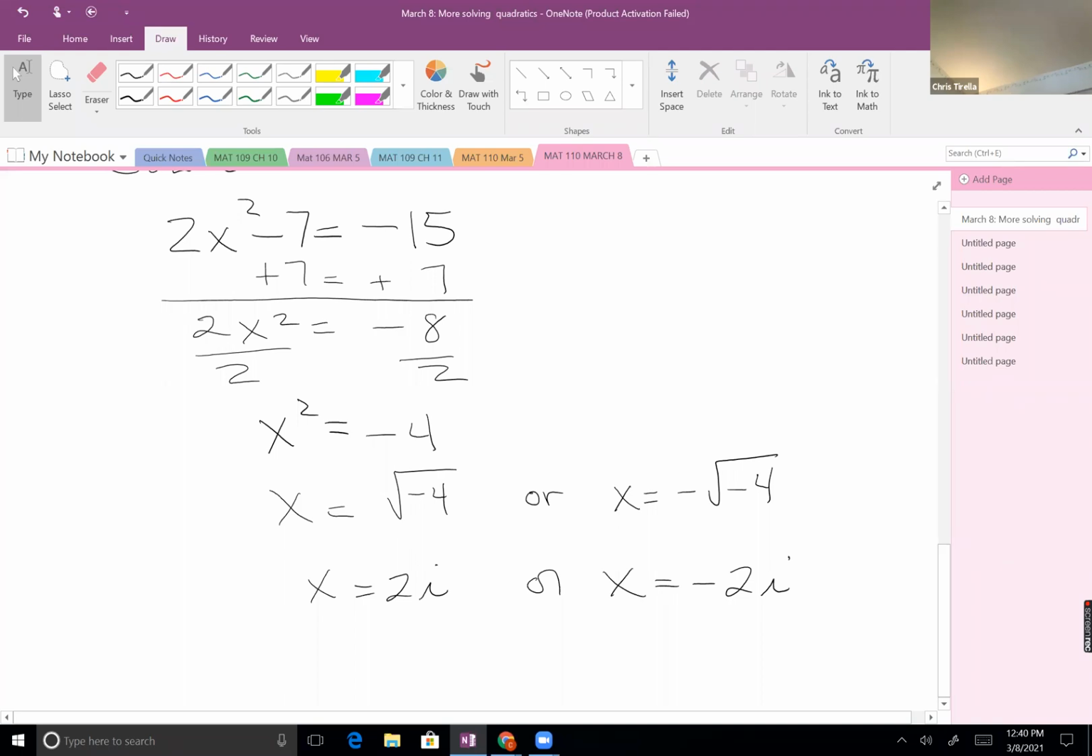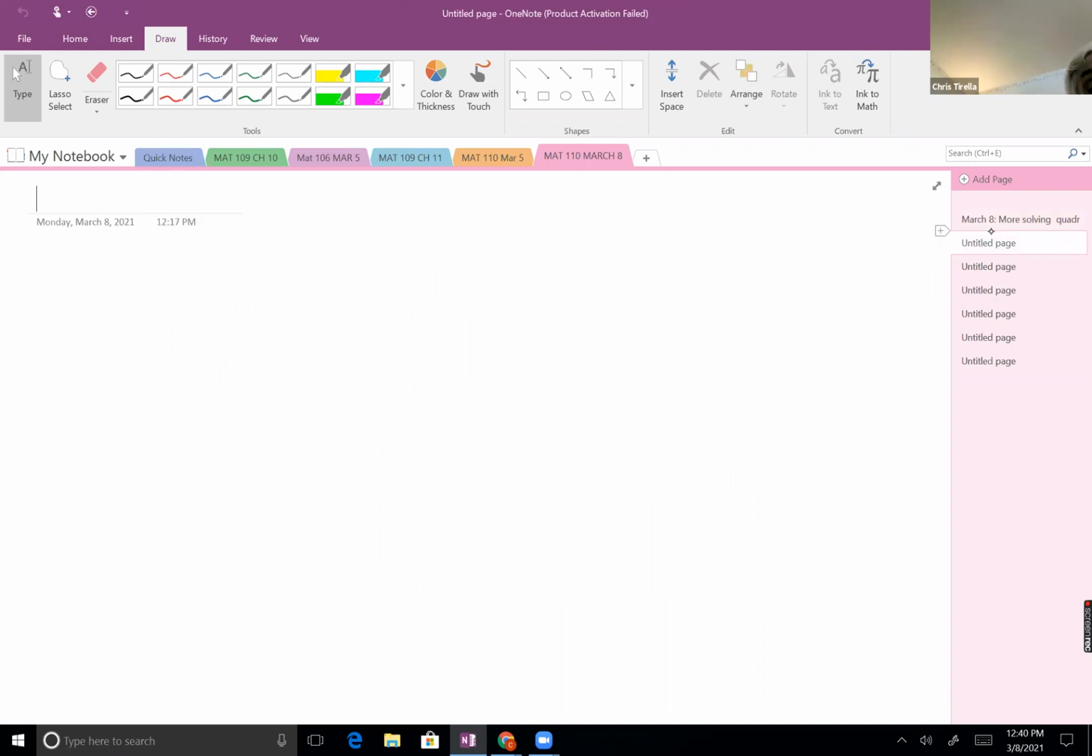Did anybody else get positive 2i or negative 2i? Yeah. Then from there, we finished with the idea of completing the square. And let's do a couple examples together, and then let's have you try.